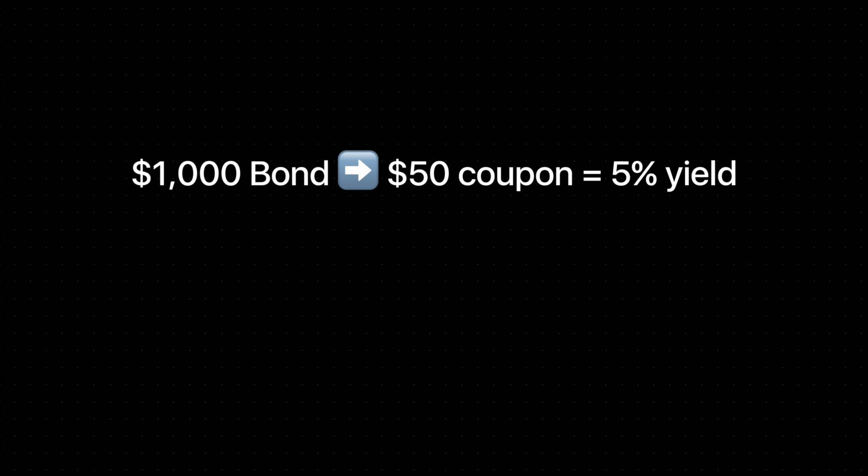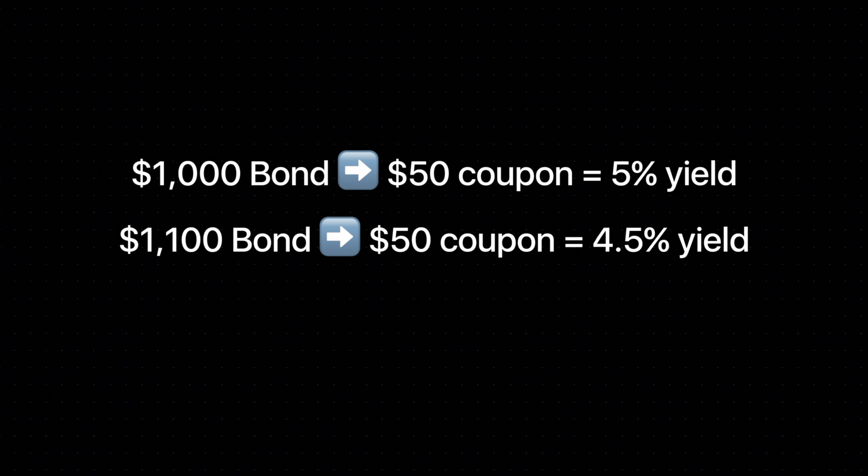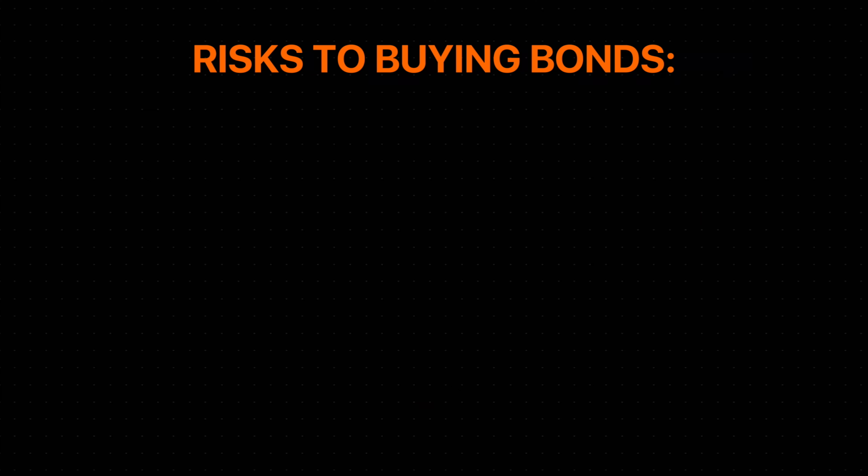Let's just do a quick example. A $1,000 bond with a $50 coupon equates to a 5% yield. If the bond's price rises to $1,100, that same $50 coupon now equates to 4.5% yield. Price goes up, yield comes down. Price goes down, yield comes up. It's an inverse relationship. Investors don't just buy bonds with any yield. They demand a return that compensates them for the risk they are taking. The main risks are as follows.